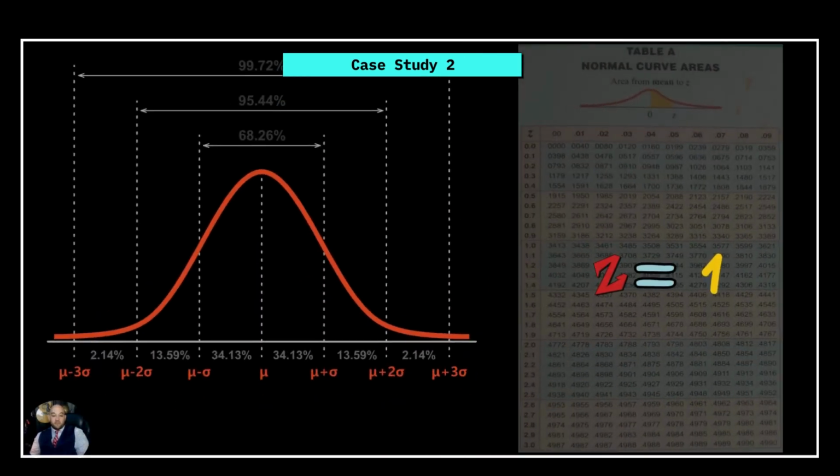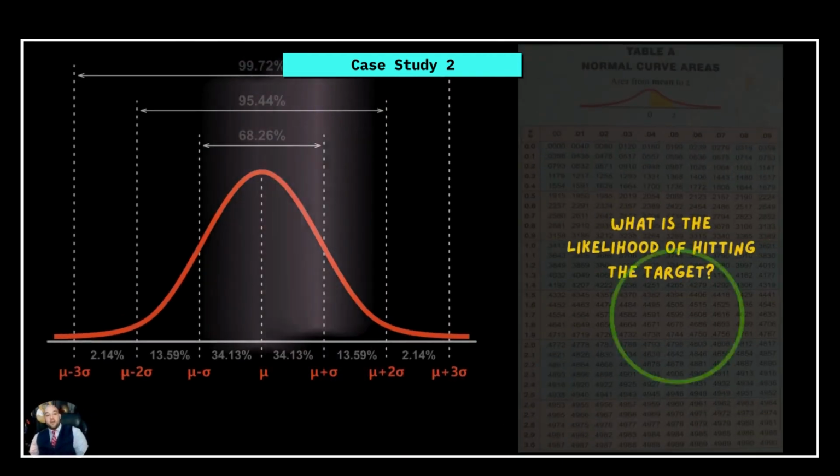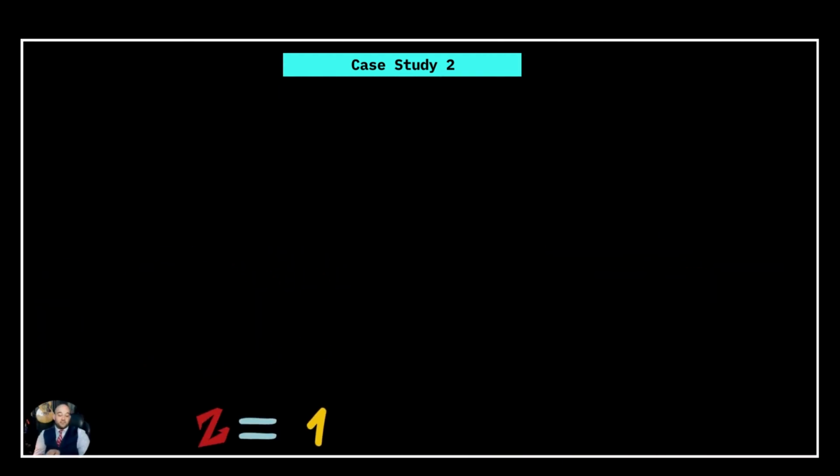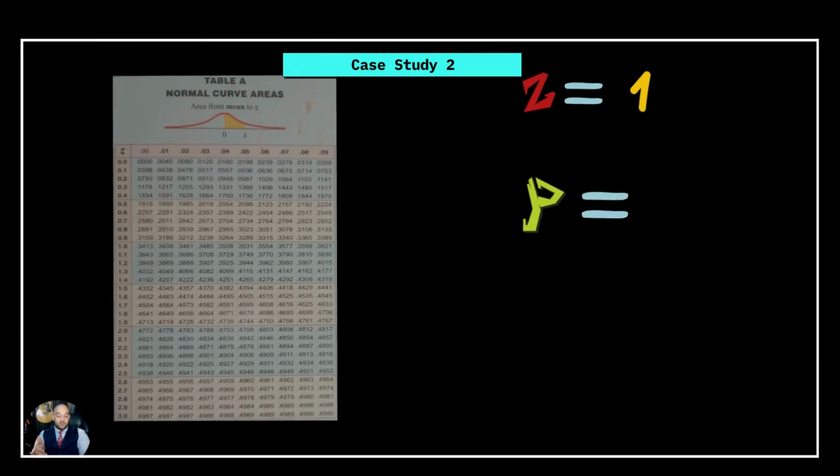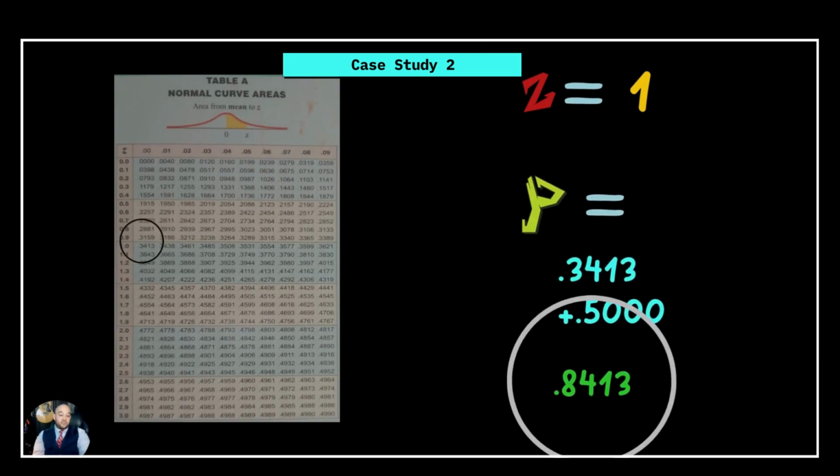Again, we have to look at the z-score here. What's the likelihood of us hitting that target region? Well, we look at it and just go 1 down and over to the right, add 50%, and we get 84%.